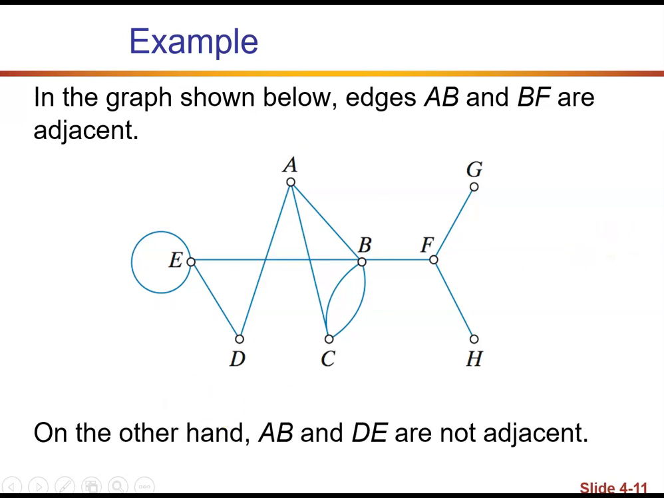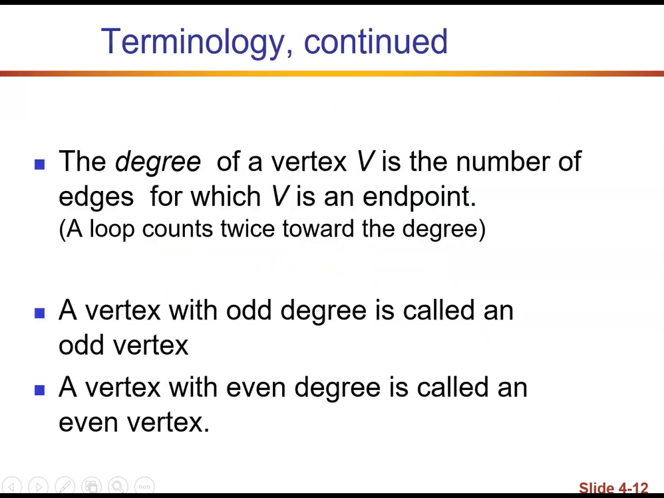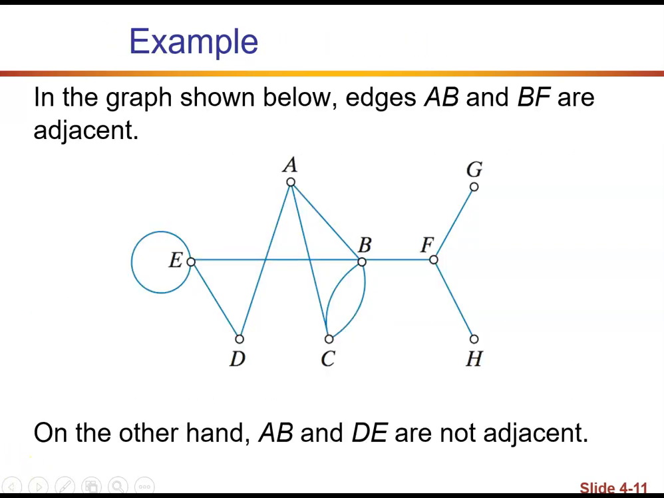Right, so let's take a look here. Oops, apologize. So we have another example. Edges AB and BF are adjacent, so AB and BF are adjacent. Same exact diagram as what we were doing before. And then on the other hand, we have AB and DE are not adjacent. Okay, they don't share a vertex like AB and BF do.